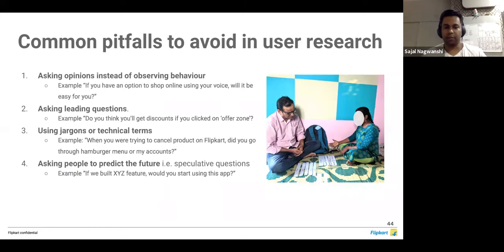Fourth is asking people to predict the future. This is a set of questions I call speculative questions, which is, hey, if we build an XYZ feature, will you start using the app? And this is definitely a very wrong way to get to know whether you should build a feature or not. The best way is to actually create a prototype, give it to the user and observe how they are using it.